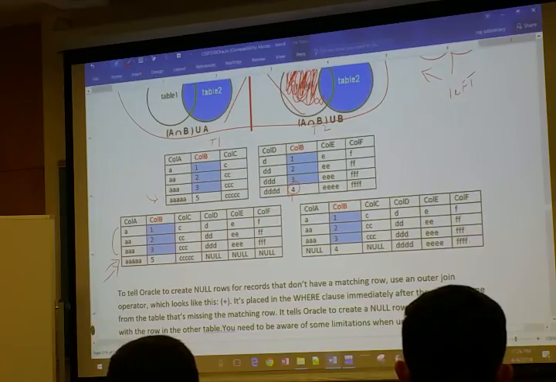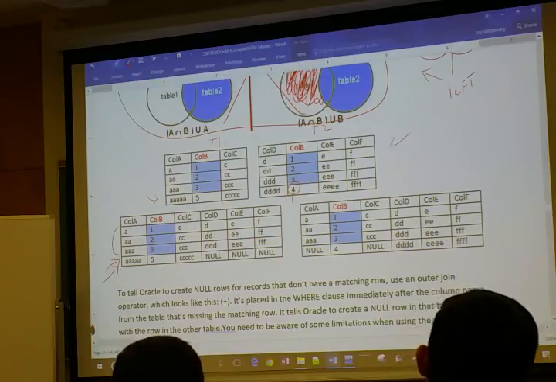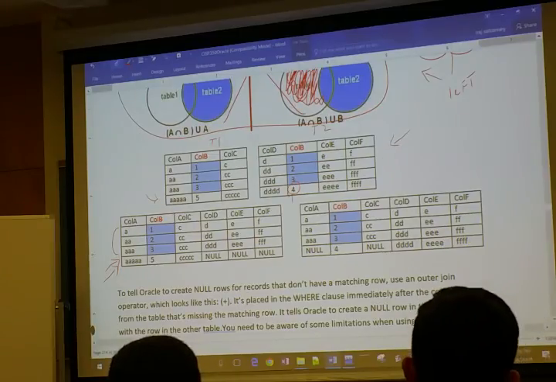Now, meaning that at this point, you notice that I'm displaying column A, column B, column C, column D, column E, column F. Because the 5 is not matching up with anything on this side, what do I put for column D, column E, column F? Well, since it didn't find a match, it's going to just put nulls in there as fillers.